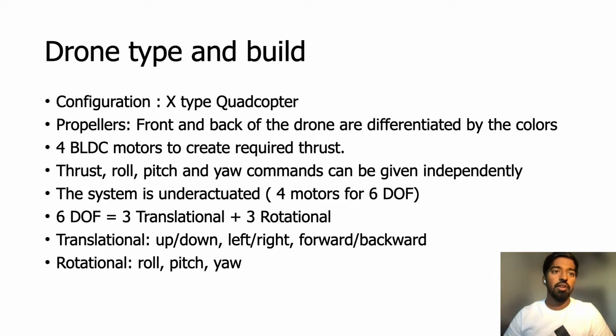Okay, here we are for the drone type and the build. This is just a basic X-type quadcopter with 4 BLDC motors. Thrust, roll, pitch, and yaw commands can be given independently. The system is under-actuated, which means the 4 actuators are for 6 degrees of freedom. Those are 3 translational and 3 rotational.